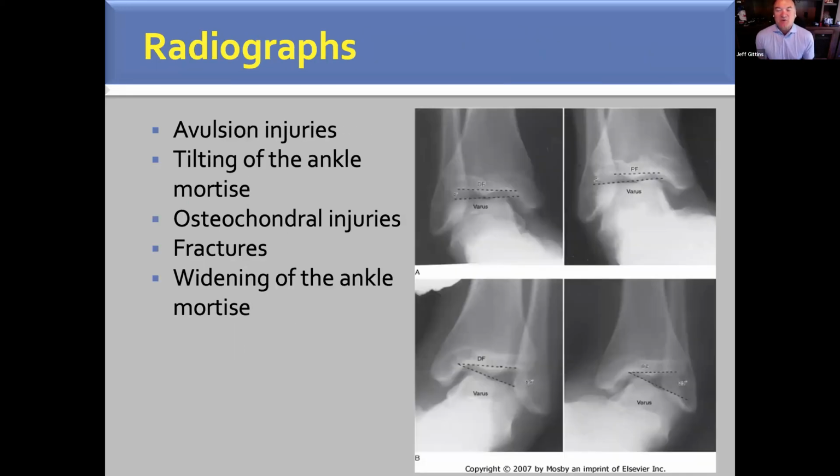Typically, we do x-rays. We're looking for whether it be fractures, whether it be osteochondral lesions, or gross instability. Here, we're doing stress x-rays on an individual showing the gapping of the ankle joint, depicting gross instability of the ankle joint.